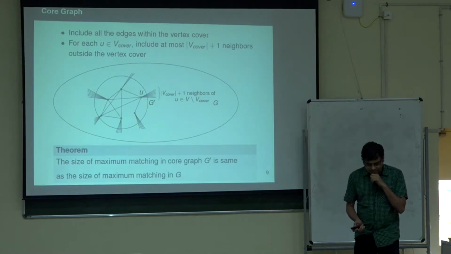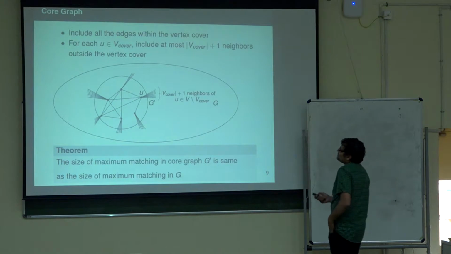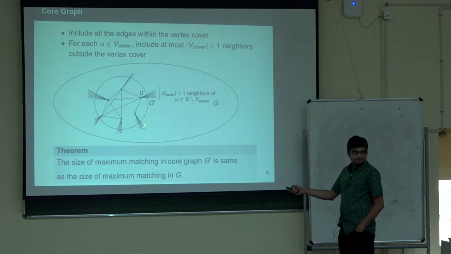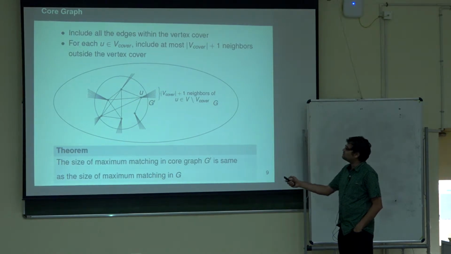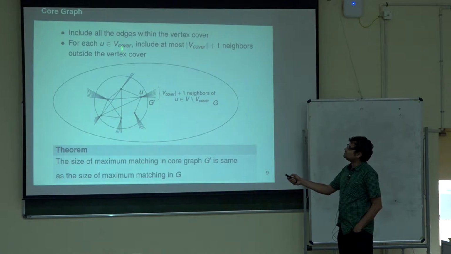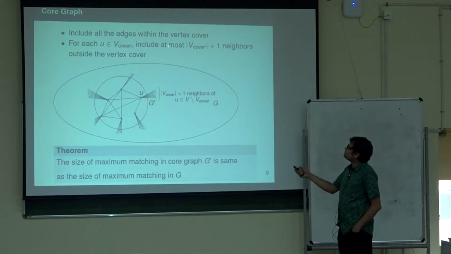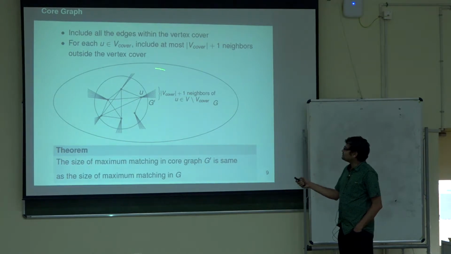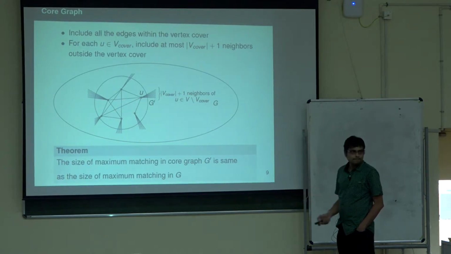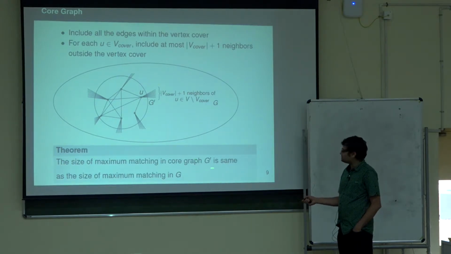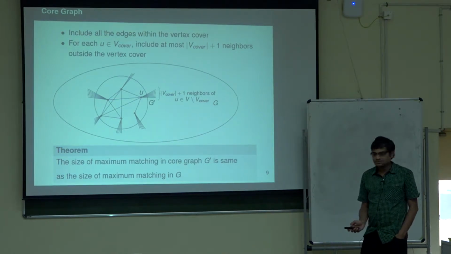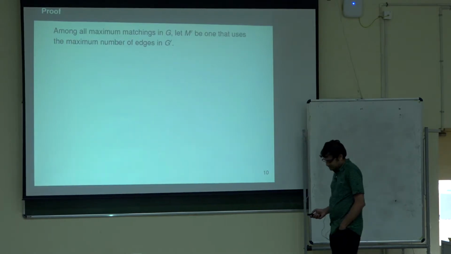So this is a graph G prime that I'm maintaining. What I'll do is include all the edges which are within the vertex cover, and for each vertex in the vertex cover, I will include at most V cover plus 1 neighbors outside the vertex cover. Okay? This is my core graph, and I am calling this G prime. What I will show is that the size of maximum matching in this core graph, G prime, is the same as the size of maximum matching in G. Let's prove this, it's pretty simple.